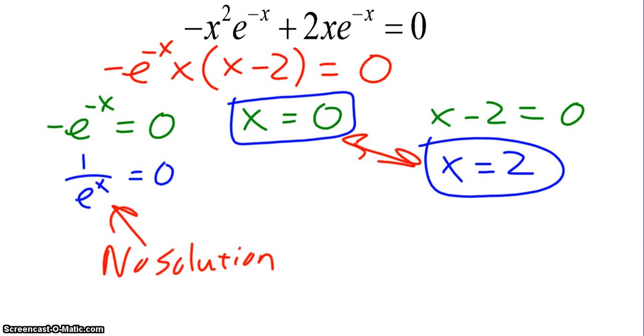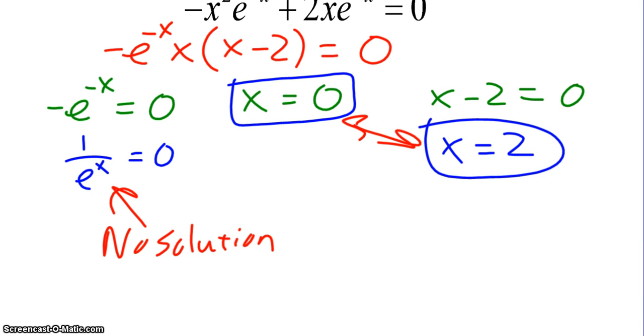Over here on the left, negative e to the negative x. Well, I could rewrite that as 1 over e to the x, which I can't solve without getting rid of the e to the x. So if I tried to solve this, I would end up with 1 equals 0. 1 does not equal 0.